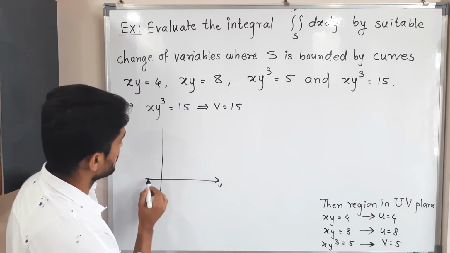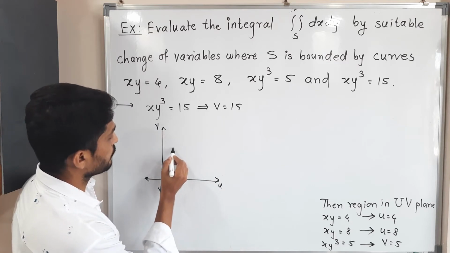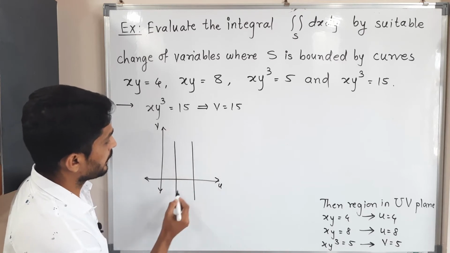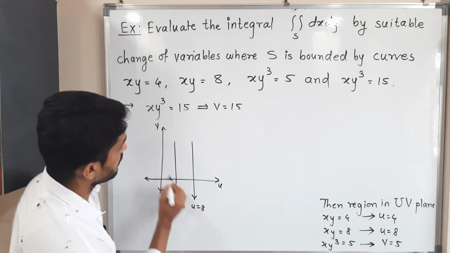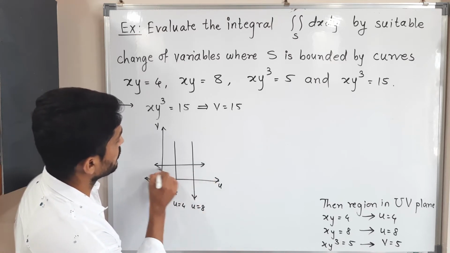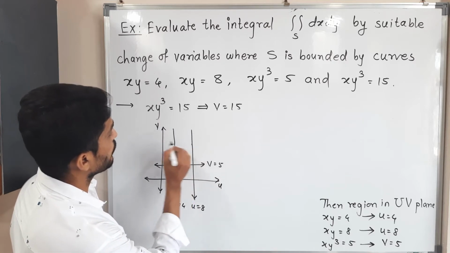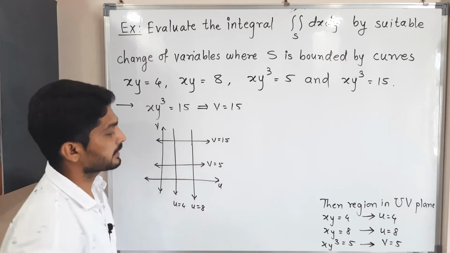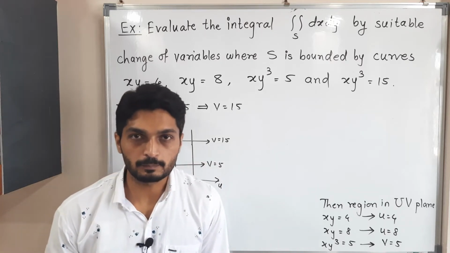This is the u axis and this is the v axis. Suppose this is u is equal to 4. This is u is equal to 8. We have v is equal to 5, so this is v is equal to 5. And we have one more, this is v is equal to 15. It's simply a rough sketch. So the region bounded by these 4 lines, that means we get a rectangle, right?